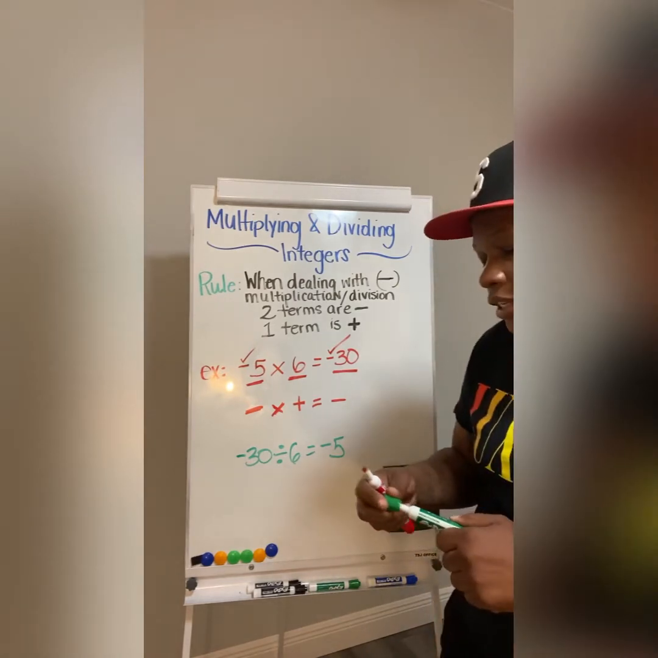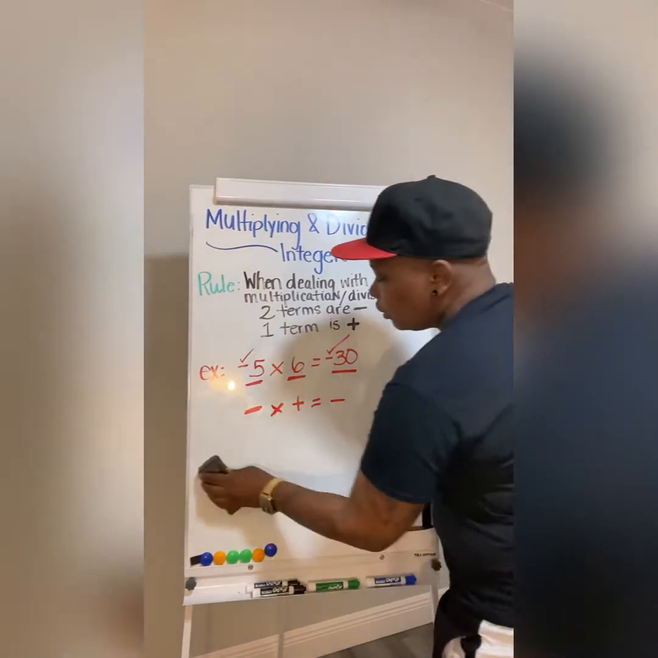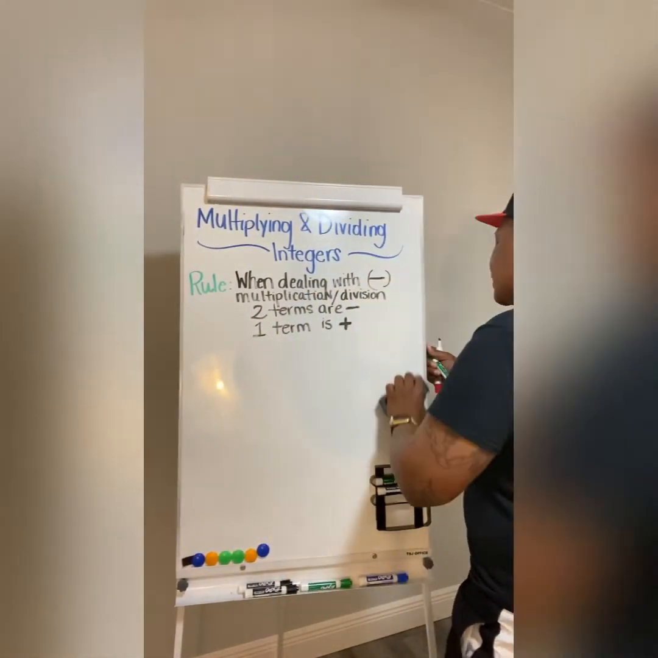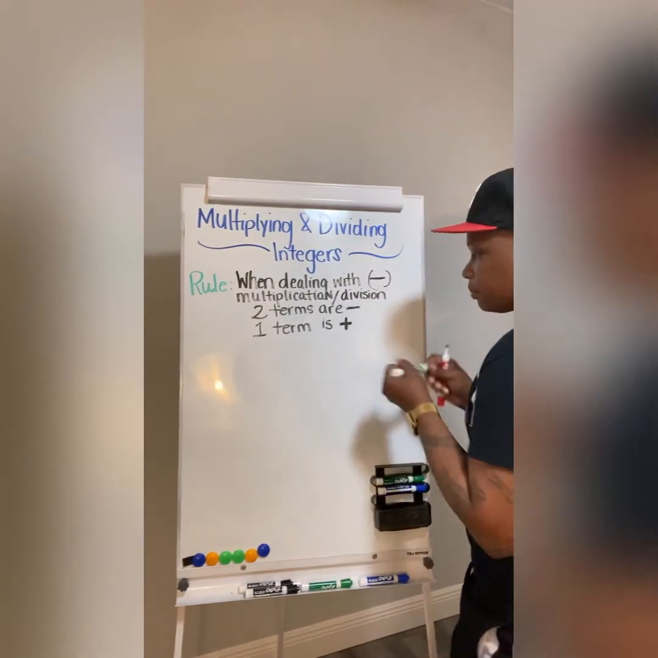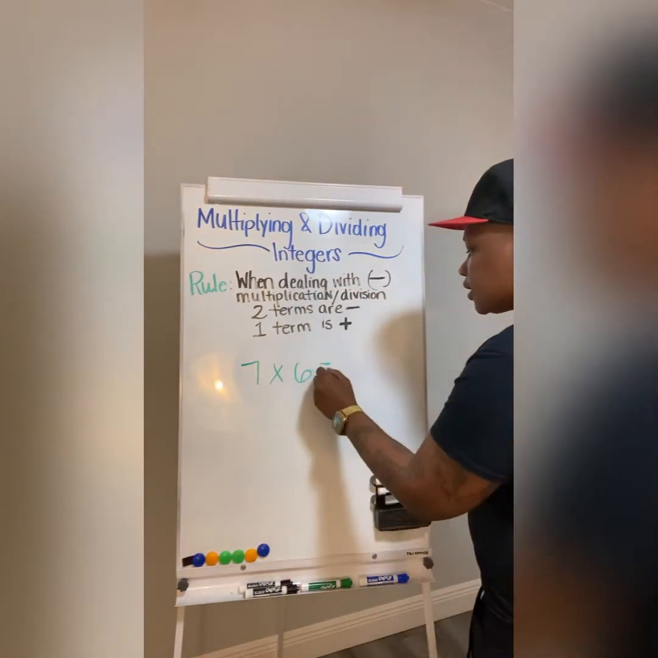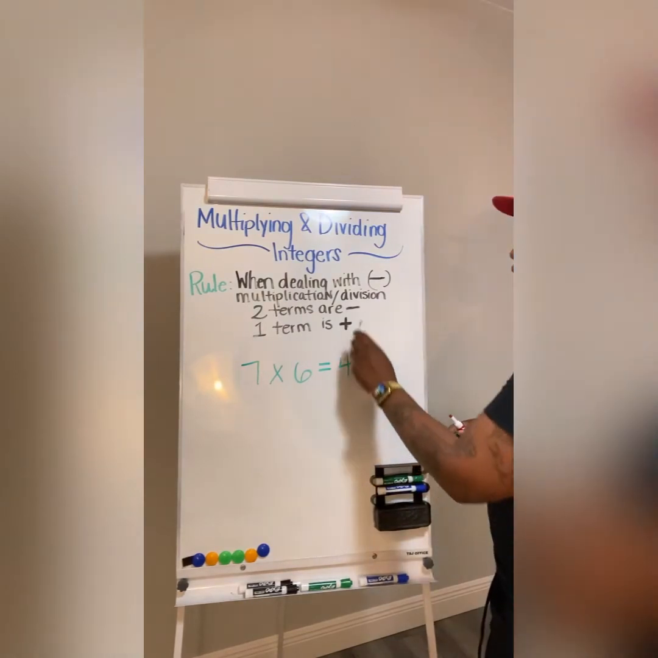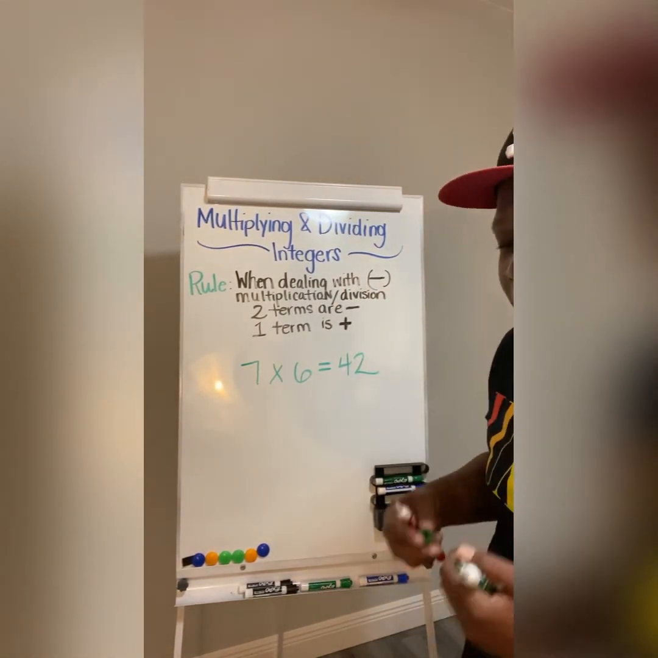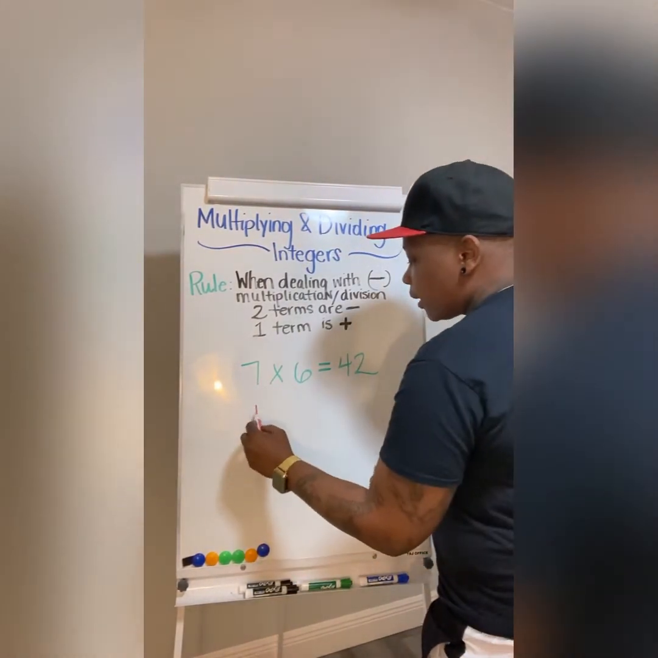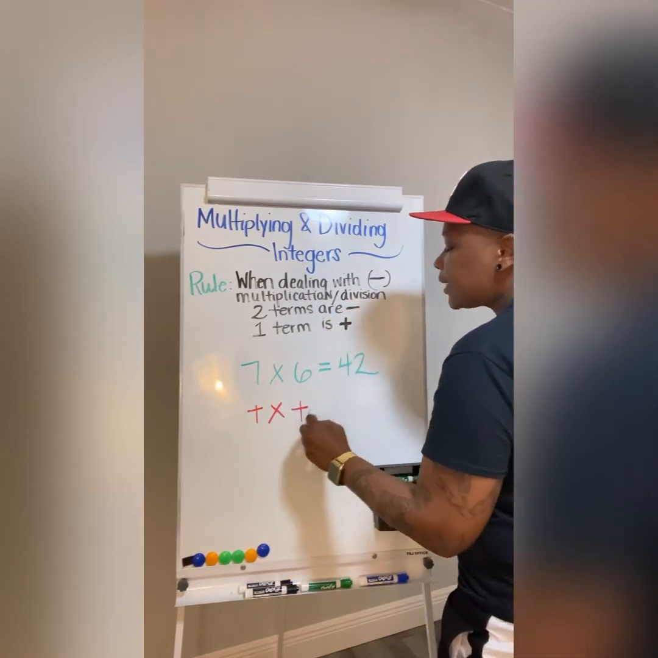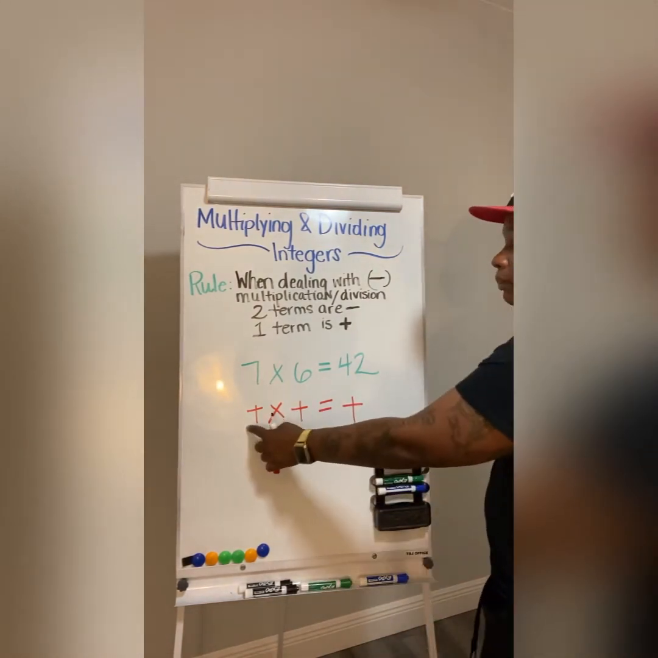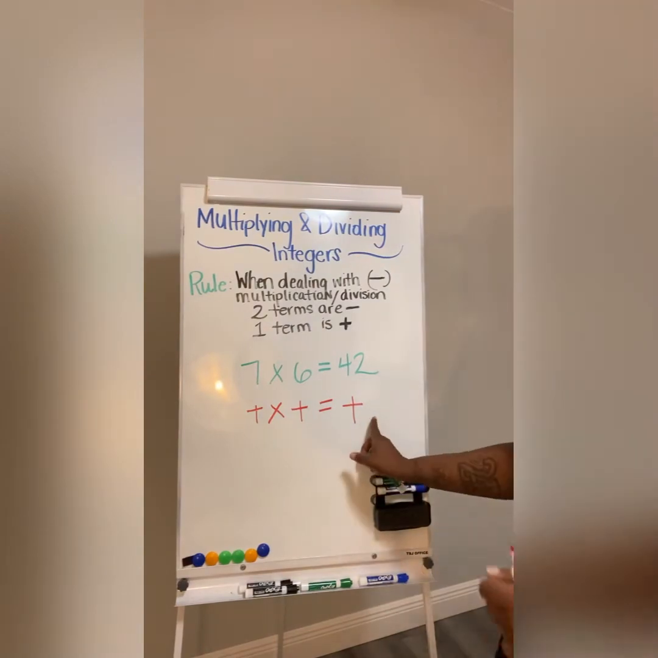Our rule simply states, anytime you have negative numbers dealing with multiplication and division, two terms are negative and one term is positive. Now what happens if you have just two positive numbers? Let's say I simply have 7 times 6. 7 times 6 is simply 42, because our rule says negative multiplication, not positive. All right, so this is positive. Anytime you have a positive multiplied by a positive, it is going to give you a positive. So a positive number multiplied by a positive number is going to give you a positive number.